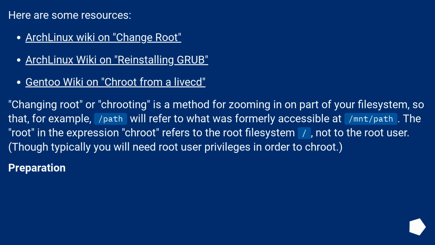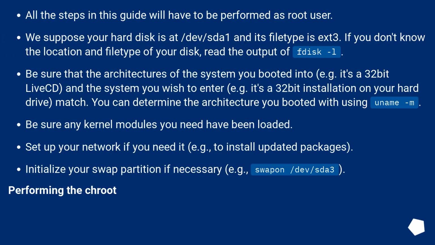Preparation. All the steps in this guide will have to be performed as root user. We suppose your hard disk is at /dev/sda1 and its file type is ext3. If you don't know the location and file type of your disk, read the output of fdisk -l.